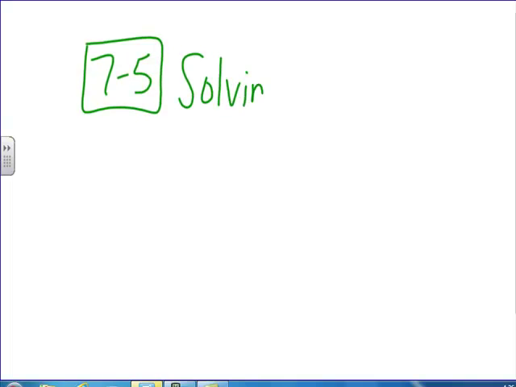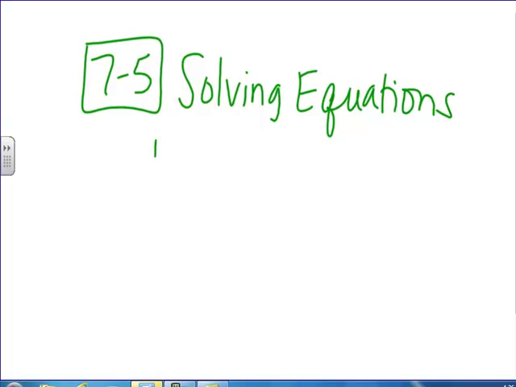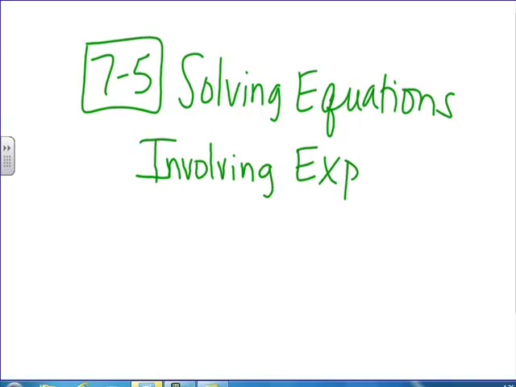Okay, this would be section 7.5, and it is called Solving Equations Involving exponents, which I suppose would make sense since this is a chapter about exponentials. So I just want to remind you of something, and then we're going to do a few examples.